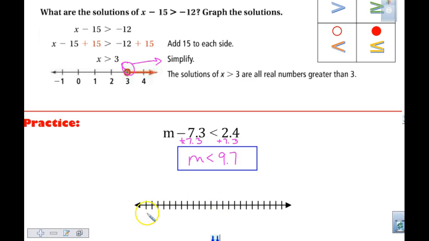So on my graph, I might have 0 way over here, and then I might have 9, 9.2, 9.4, 9.6, 9.8, and I might have 10, right? So that I can see 9.7, because here was 9.8, and 9.7 is here. Do I have to have my graph broken down this much? No. Could I have it even from 9 to 10 so that I can see every tenth? I could do it that way also, right?